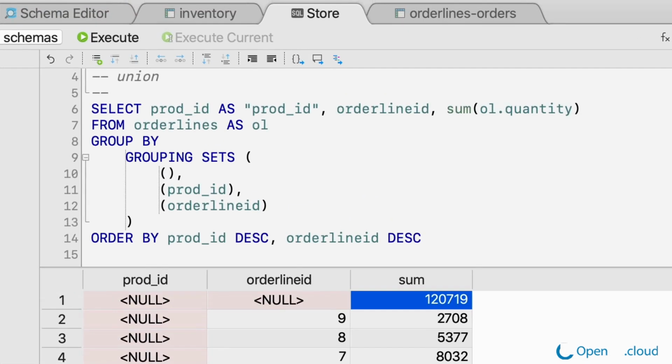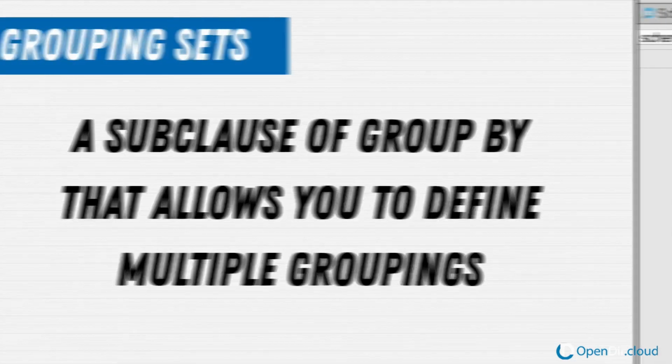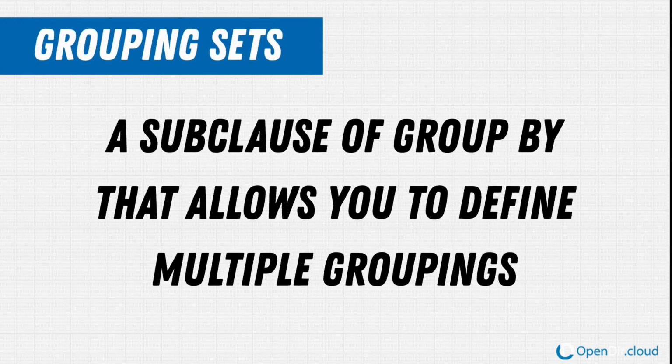And what's useful about this is we can clearly see different groupings and different outputs in a very easy way. We're grouping and creating a sum based on different grouping criteria. And that makes it easy to put it all in one query rather than have to write a union of multiple queries, which is super useful. And that is what grouping sets are for. Grouping sets is a subclause of group by that allows you to define multiple groupings. Let's remember that. And now let's do some exercises on it.